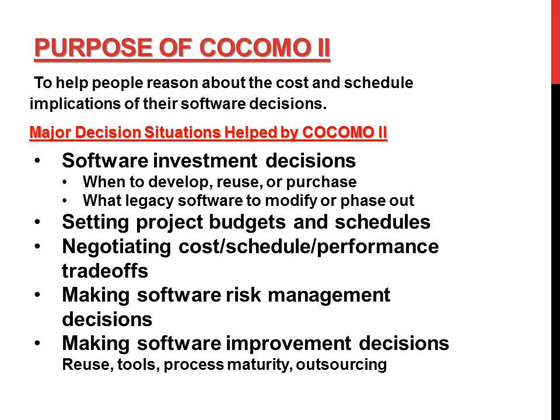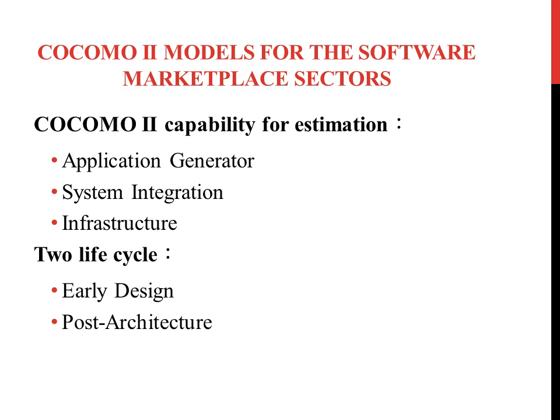We have already discussed this, but this is just a review so that we can have some key points in mind. COCOMO 2 models for the software marketplace sectors: COCOMO 2 capability for estimation, application generator, system integration and infrastructure. These are the three important estimations in COCOMO 2, and the two life cycles are early design and post architecture.